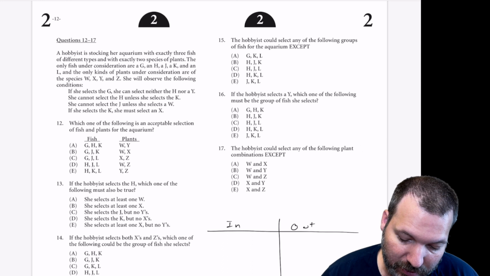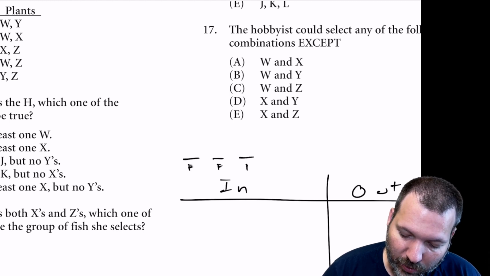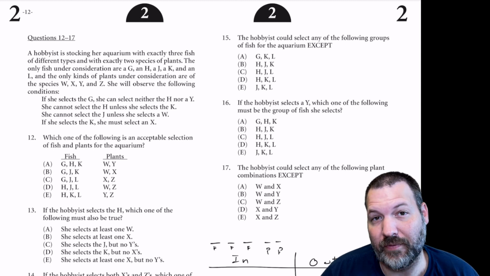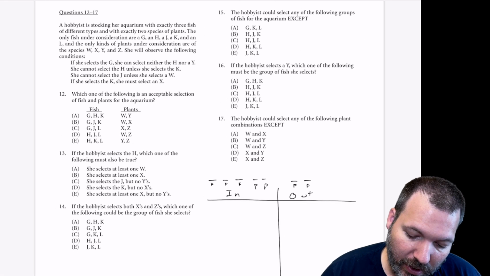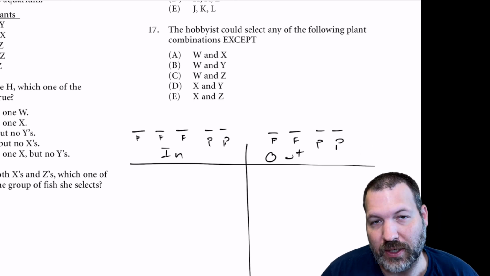Now, in this particular case, we also know the number of types of fish and plants that do get selected. So it says she's stocking her aquarium with exactly 3 fish types. So 1, 2, 3, and each one of these will be a fish, and then I believe it said 2 plant types. Yeah, exactly 2 species. There are 1, 2, 3, 4, 5 fish types under consideration, so that must mean that 2 of the fishes go on the outside, and there are 4 types of plants under consideration. So again, that must mean that 2 of the plant types go on the outside.